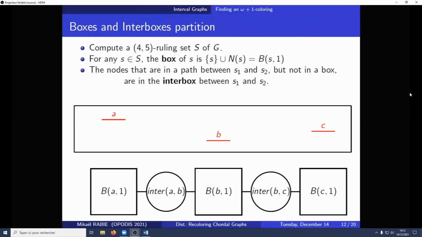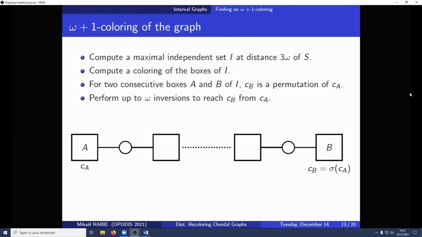And now, how do we do our omega plus 1 coloring gamma? Basically, we compute a maximal independent set at distance 3 omega of those boxes, and we compute an omega coloring of those boxes. So we will, for example, have the coloring CA for A, CB for B, and we can see CB as a permutation of the color of CA. And what is a permutation? It's actually applying up to omega inversions of two colors, one after another in the coloring.